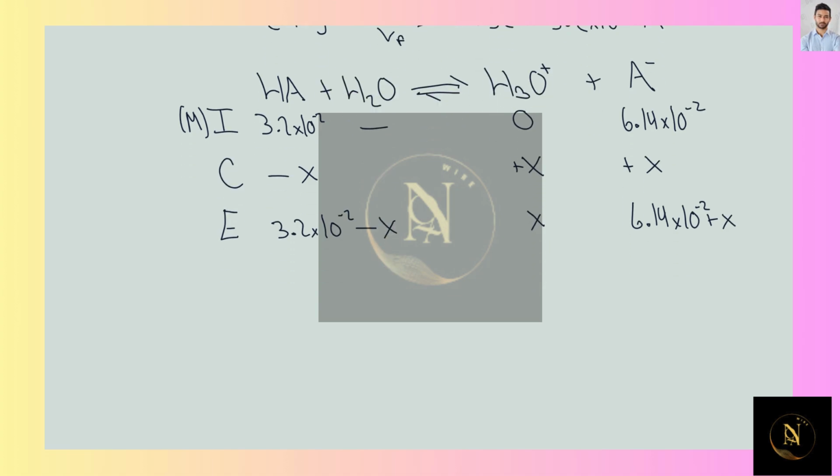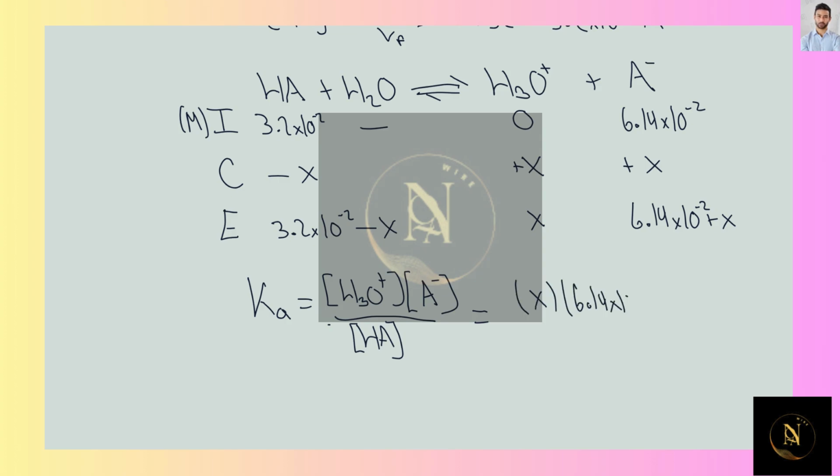Nice. So now, using this, we can find, using the acidity constant, let's recall the definition was the concentration of H3O plus times the concentration of A minus divided by the concentration of HA. This turns into x times 6.14 times 10 to the minus 2 plus x, divided by 3.2 times 10 to the minus 2 minus x.